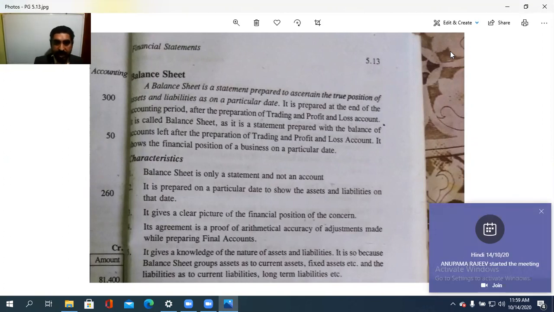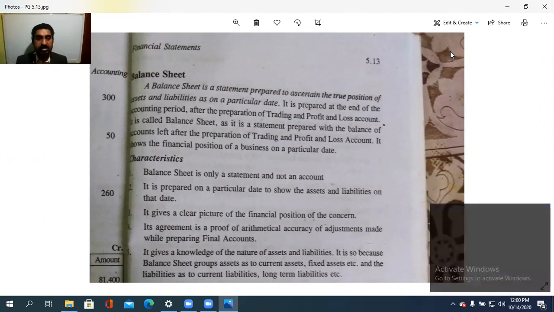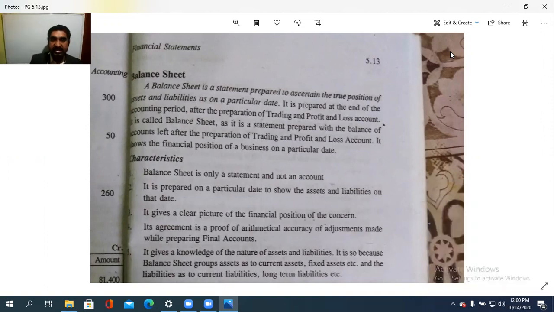It is prepared at the end of the accounting period after preparing the trading and profit and loss account. It is called a balance sheet as it is a statement prepared with the balances of the accounts left after the preparation of the trading and profit and loss account. It shows the financial position of a business on a particular day.